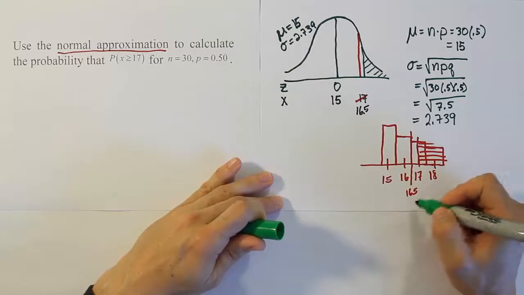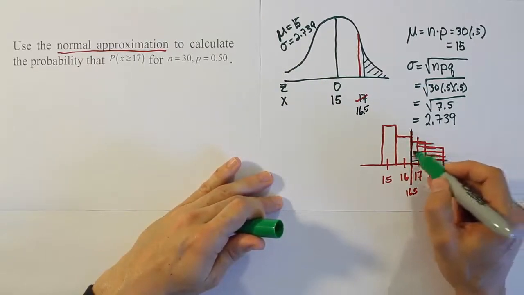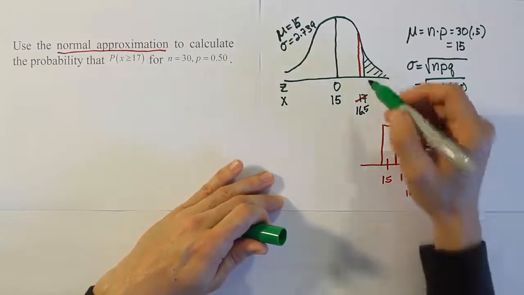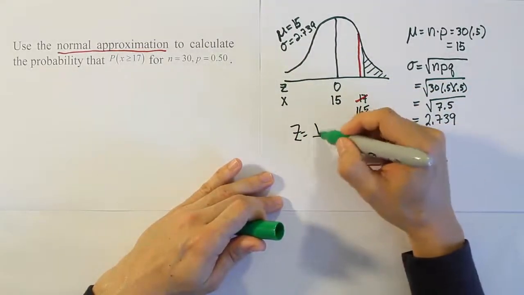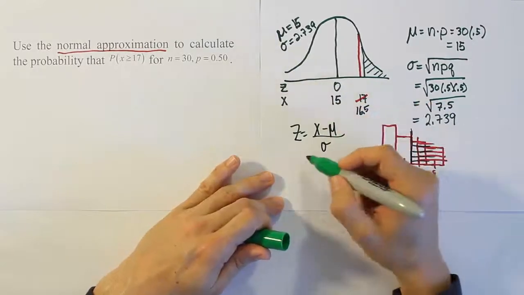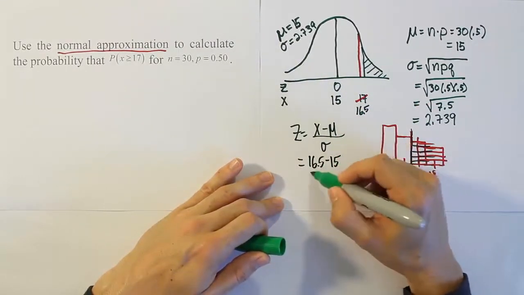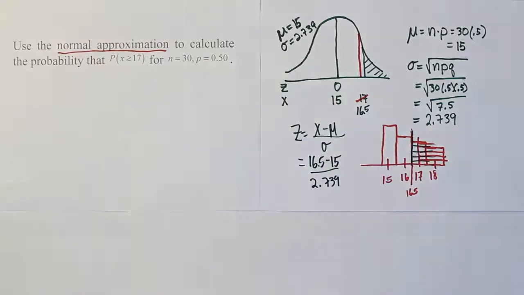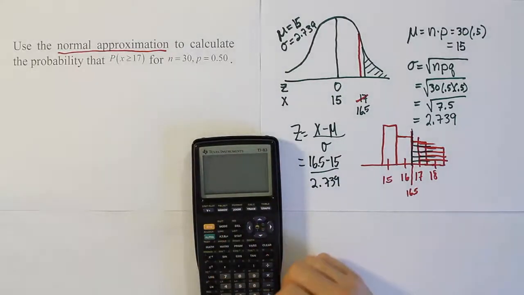Why the 0.5? Because that's where the rectangle for 17 actually begins. Then if we sweep over to the right, we'll get all of the rectangle for 17 and all the rectangles after it. So it's this number that we convert to a z-score. The z-score formula is x minus the mean over sigma. So for us, x is 16.5 minus the mean, which is 15, over sigma, which is 2.739. Once you do that, you'll have your z-score, and the rest is just looking it up on the table.